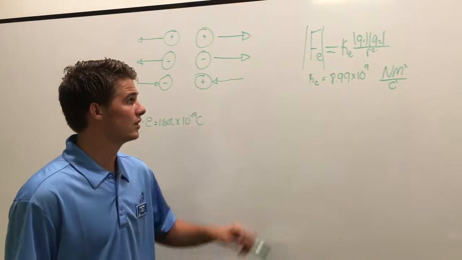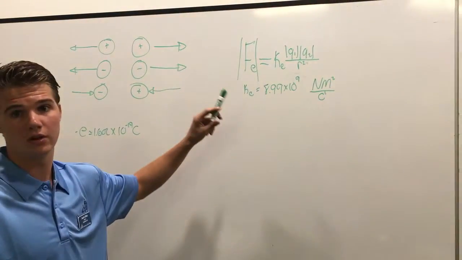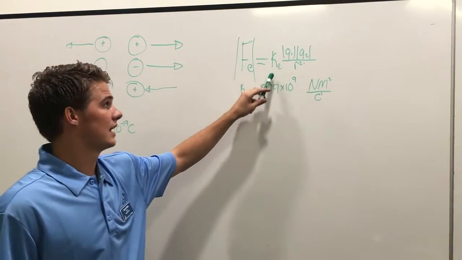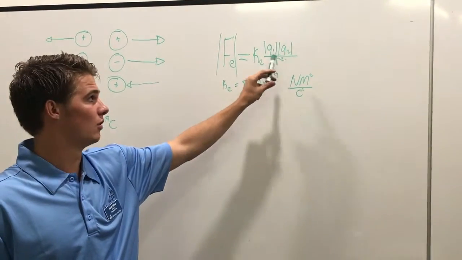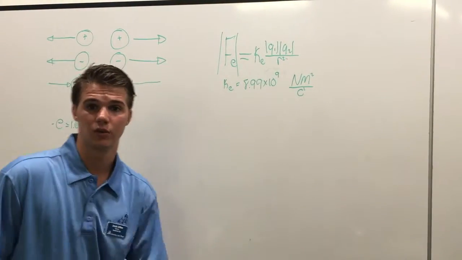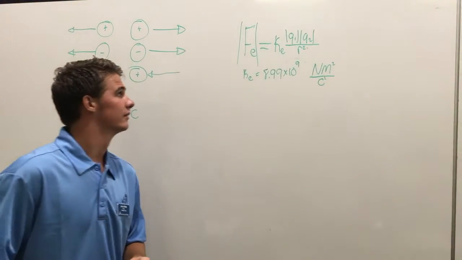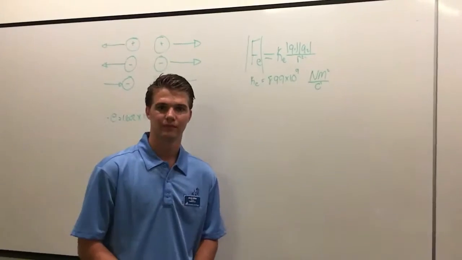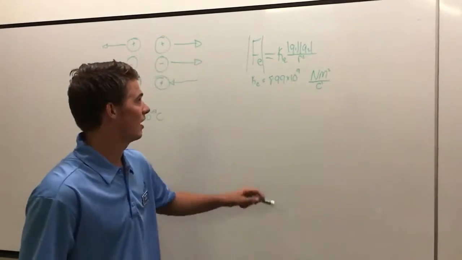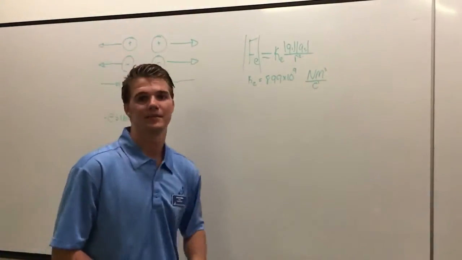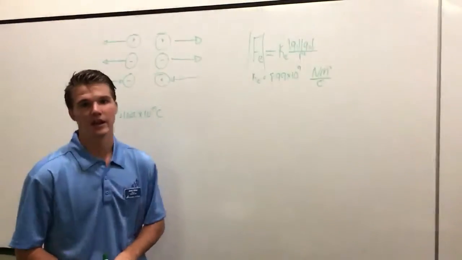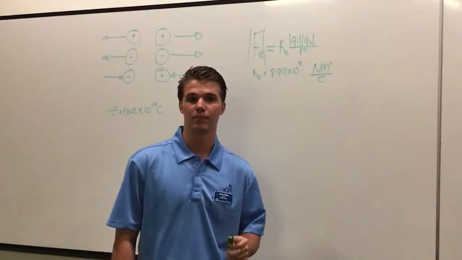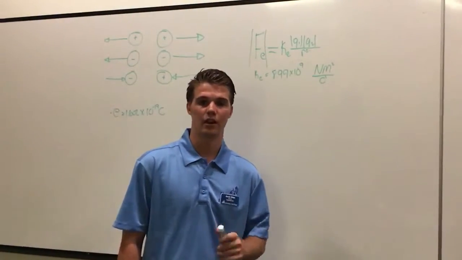Now, to find the force of the electric field, we use Coulomb's law, which states Ke times charge 1 times charge 2 all over the radius squared will give us the force. Ke is the constant 8.99 times 10 to the 9th Newton meters squared over Coulomb squared. Don't forget that this only applies to a point charge and a spherically symmetric object.